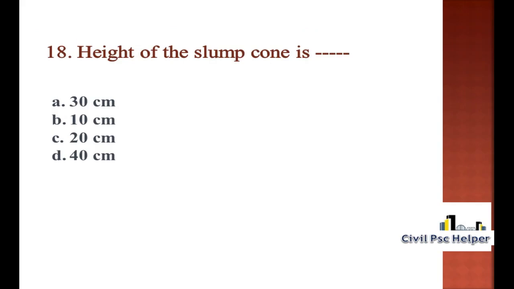18th question. Height of the slump cone is option A 30 cm, option B 10 cm, option C 20 cm, option D 40 cm. The height of a slump cone is 30 cm. Option A is correct.